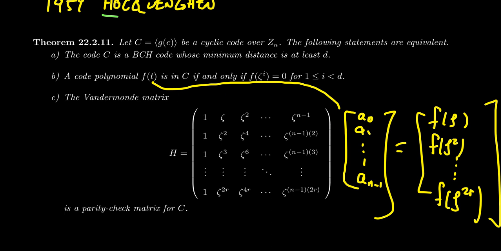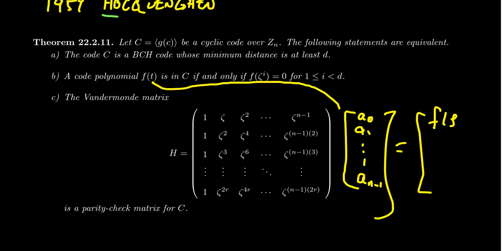And so if this is a parity check matrix, then this product should be 0, which means each of these things is equal to 0, for which then all of these are roots for all of the polynomials inside the code. So that gives you that C implies B. And you can also reverse the direction as well. Since this product is equal to 0, and since this happens for every codeword in the code, this gives us that this is a parity check matrix.